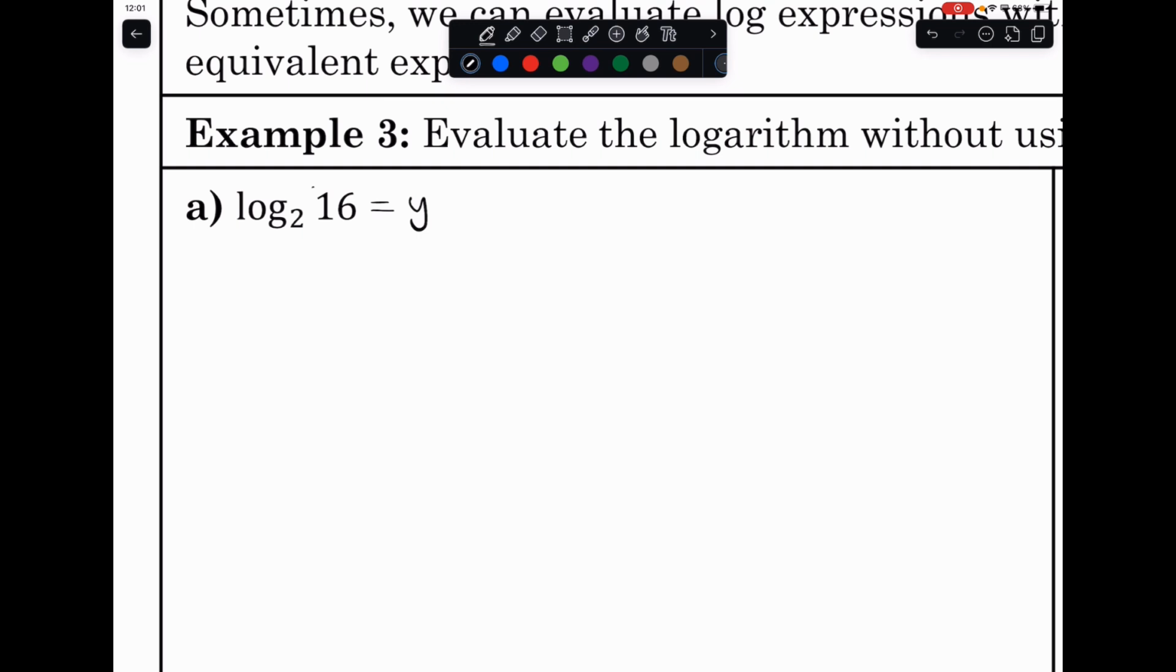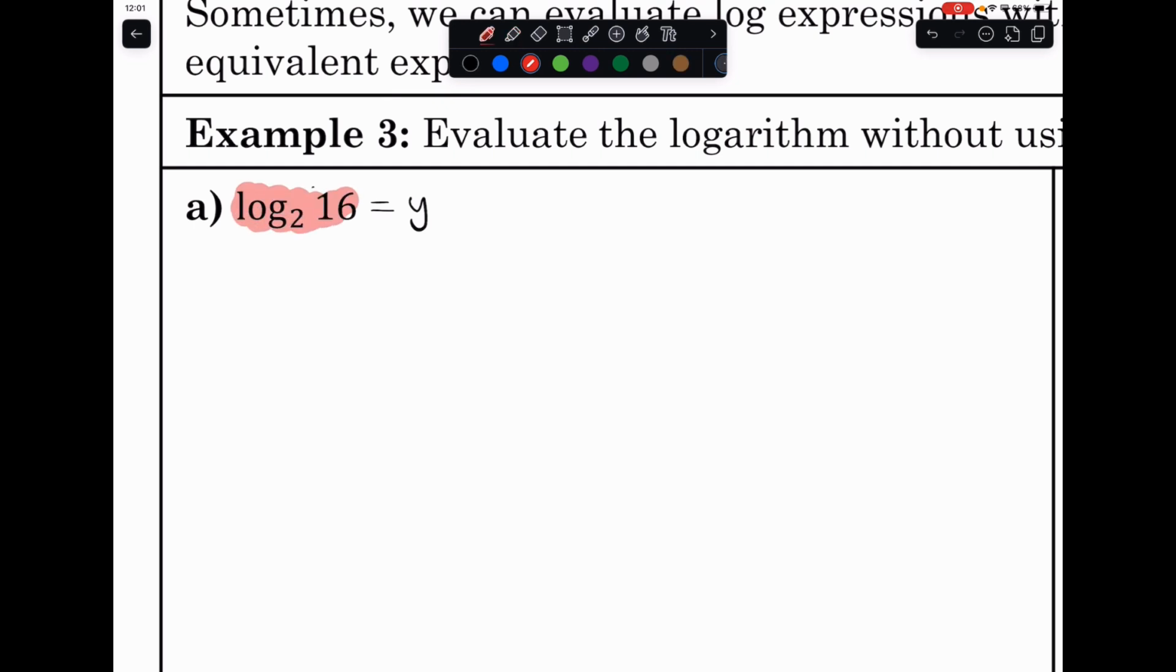Now, obviously, this is kind of difficult to do in this notation. But because this is equivalent to an exponential equation, I can rewrite this in its exponential form and then solve for what this equals by its exponential equivalency.